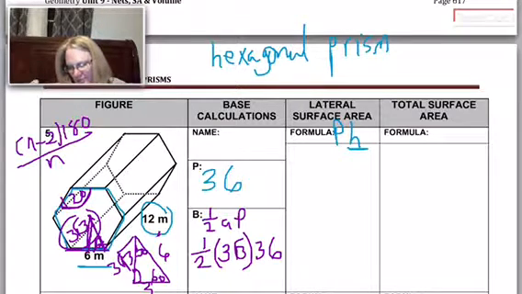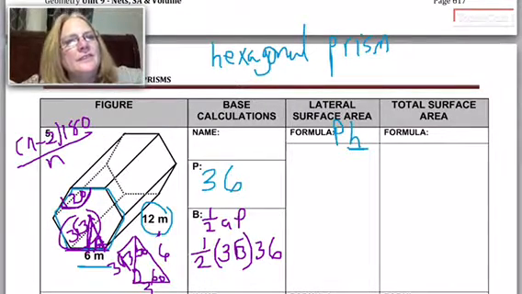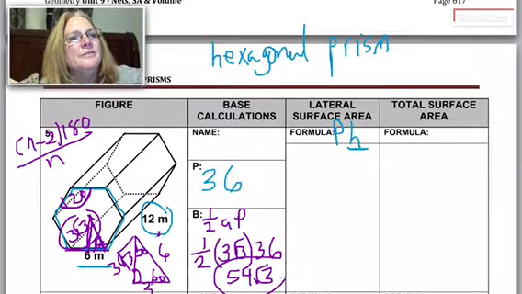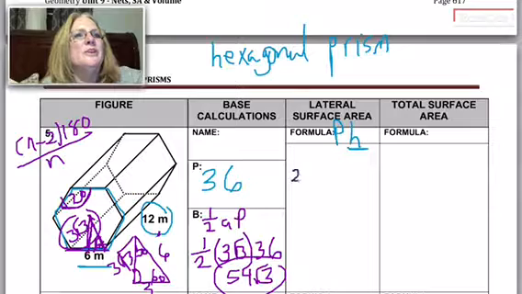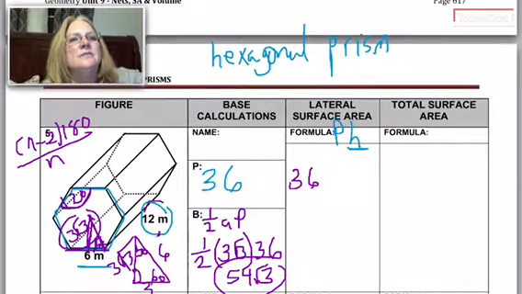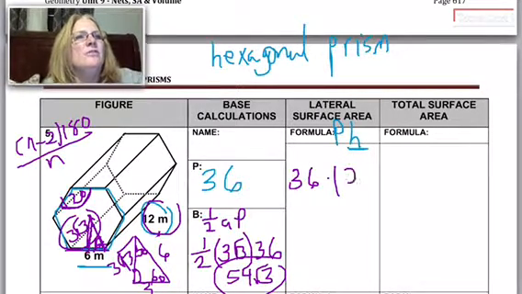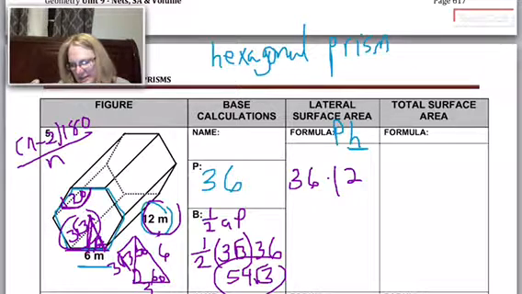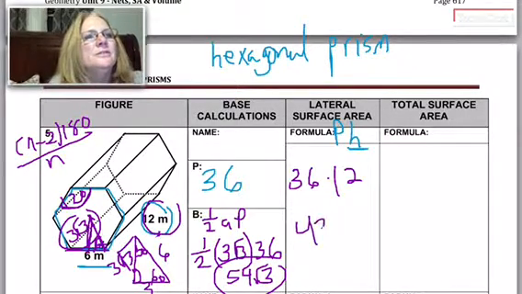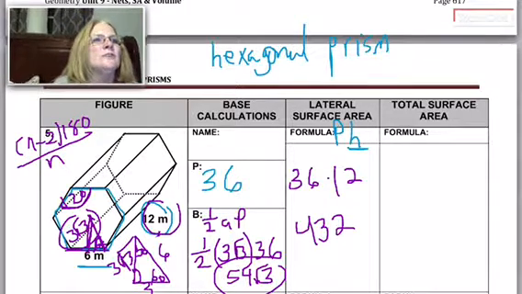And this is 54 times the square root of 3. Okay, so the perimeter here is 36 times this height, which is 12. And so 36 times 12 is 432. So that is the lateral surface area.